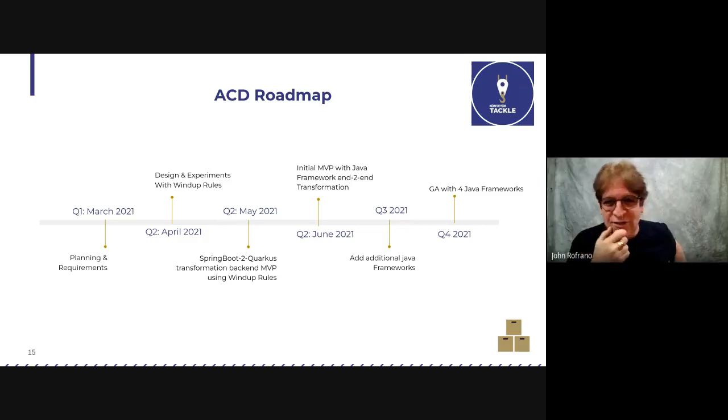So we've been working on this since March. The important thing is, in May we did the Spring Boot to Quarkus transforms with the Windup rules. We're using Windup code, and June is what we're set for to do the initial MVP. So right now we're in the middle of cleaning up the code that we have. I'm adding some test cases.